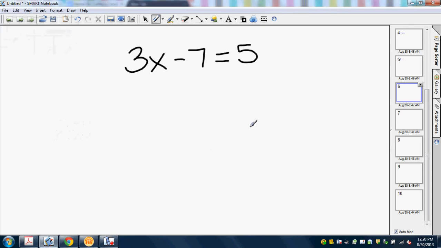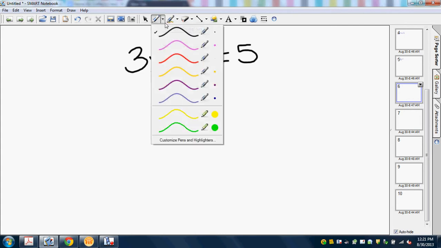All right, I'm going to talk to you about how to solve two-step equations. And what I mean by two-step equations is when you solve an equation and you have to use two different steps, so two different operations, to find the value of the variable. So the first example I'm going to start off with is 3x minus 7 equals 5.